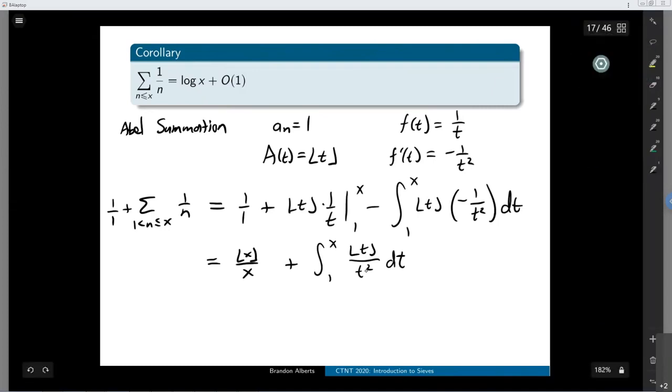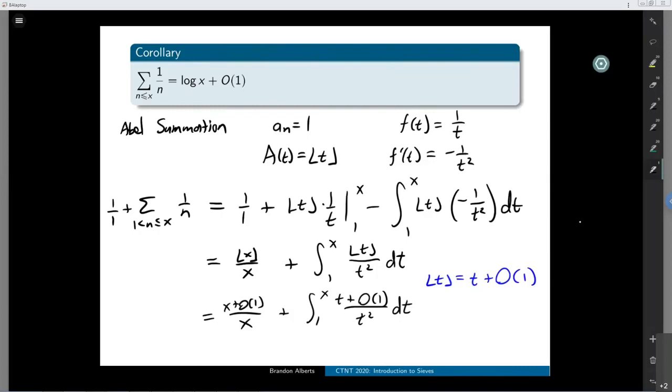Then what we're going to do, the last sort of big step, is to use the fact that we already proved the floor function of t is equal to t plus big O of 1. So this first term, floor function of x, that's equal to x plus big O of 1. In this integral, we get t plus big O of 1 over t squared dt.